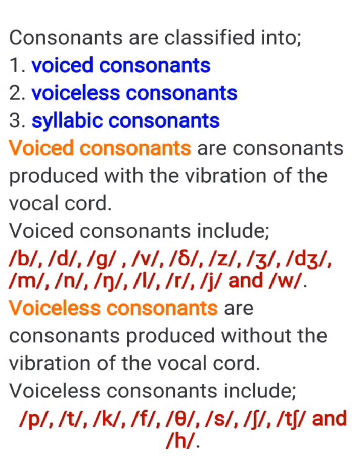Voiced consonants are consonants produced with the vibration of the vocal cord. So consonant sounds you produce, and in the process there is vibration of the vocal cord, we refer to them as voiced consonants. The vocal cord is in the throat around the Adam's apple. And so when you are producing a consonant sound and there is vibration of the vocal cords around the Adam's apple, then the consonant sound is a voiced consonant sound.